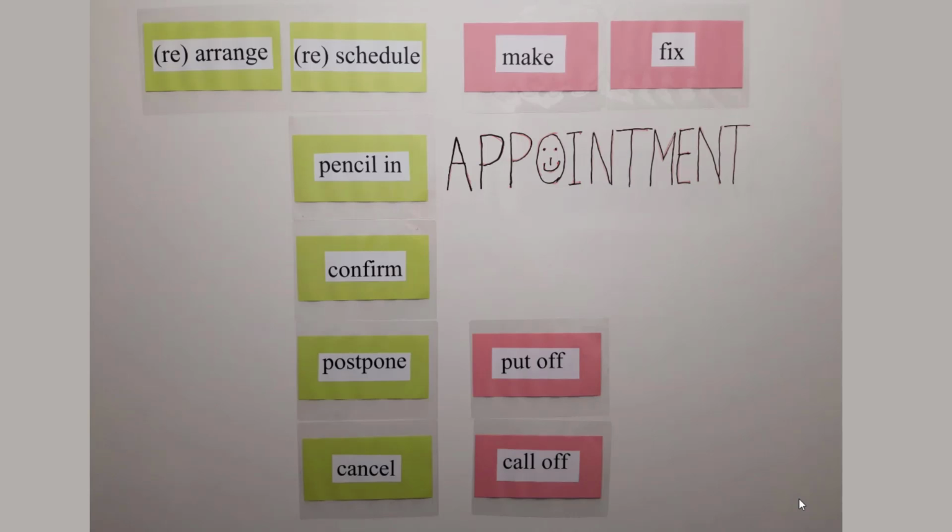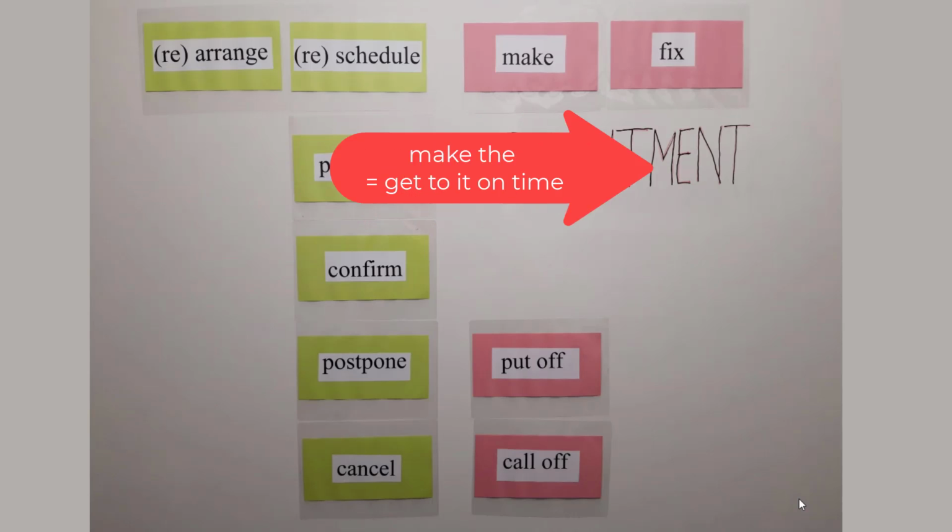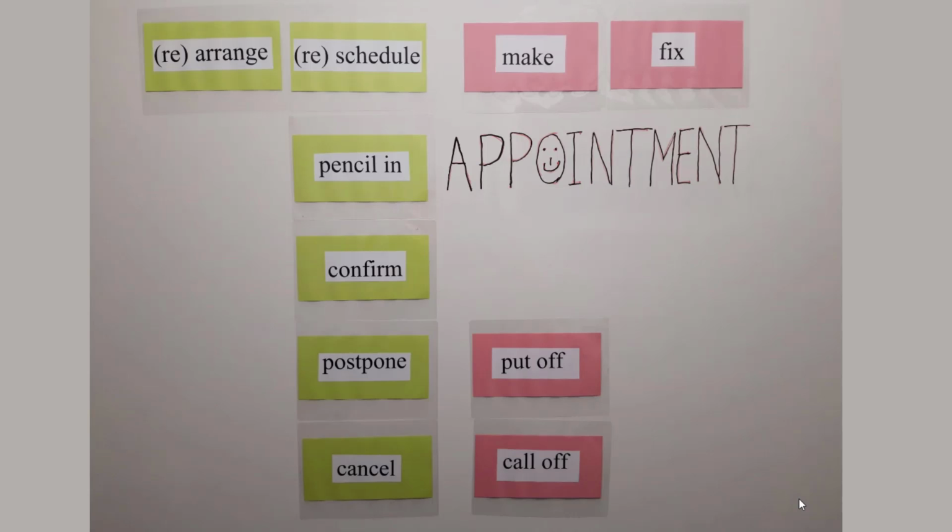Next on our list is pencil in. This is a common phrase to say that you're not 100% sure if you can make the appointment, but you have the appointment in pencil, and later, afterwards, you can write it in pen. That's the idea. So it's temporary, and usually after you pencil in an appointment, you have to confirm it later. So you say, yes, I can attend the meeting, and then you confirm the meeting.